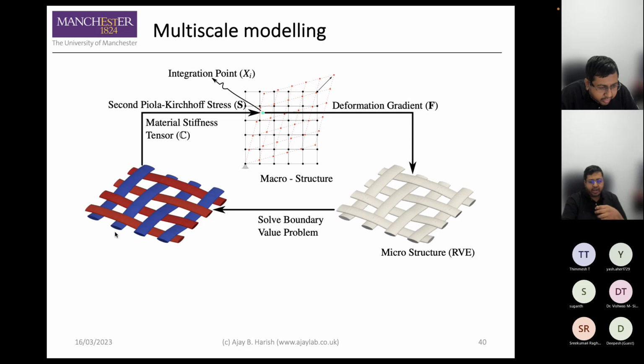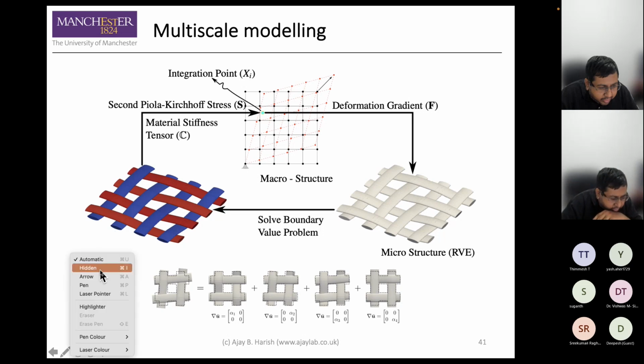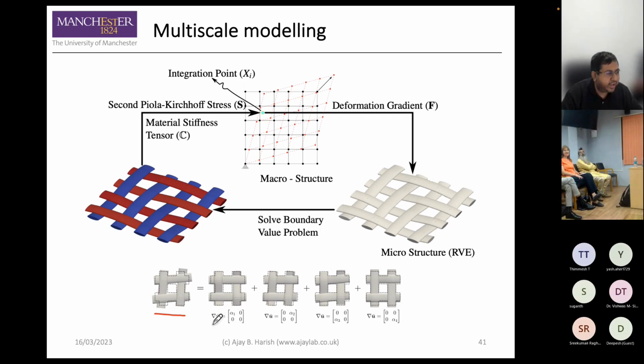So our biggest question was, how do we transfer this deformation gradient, which is somewhat a 3D representation, into the representation in our RVE at the micro scale? What we said was, can we divide up our RVE into four different deformation modes at the micro scale? So if this is our actual deformation that we want to apply, can I divide it into deformation A plus B plus C plus D?